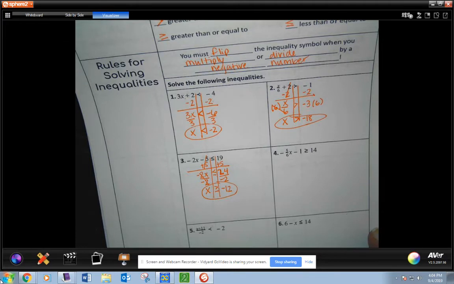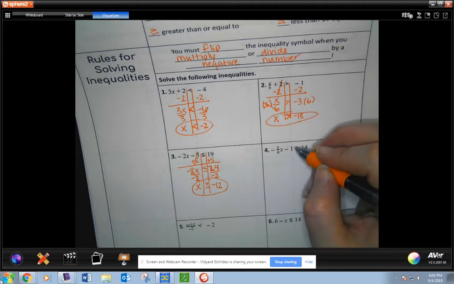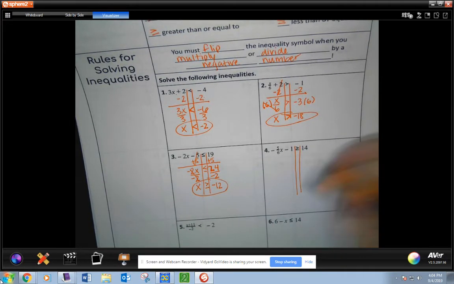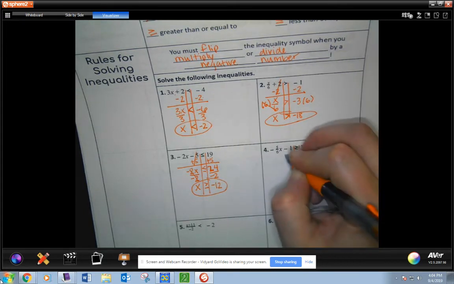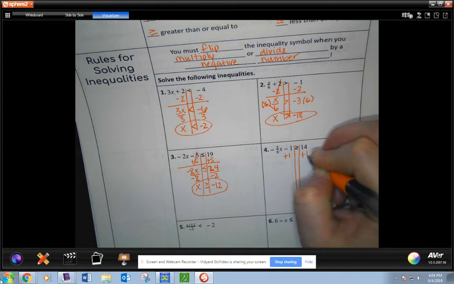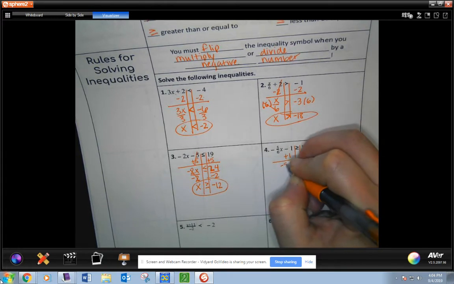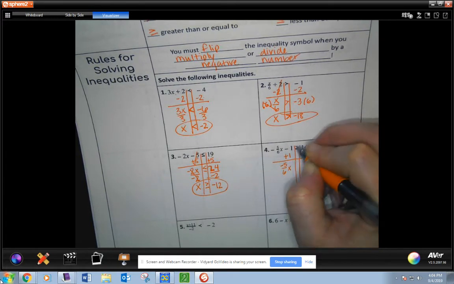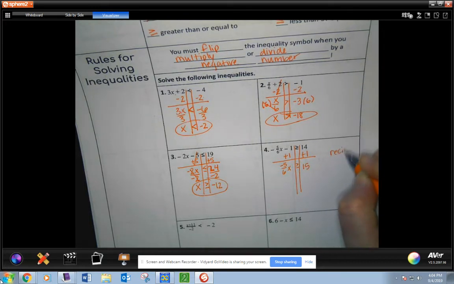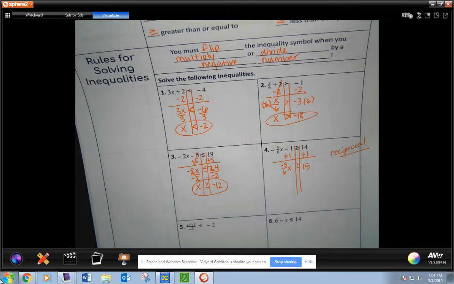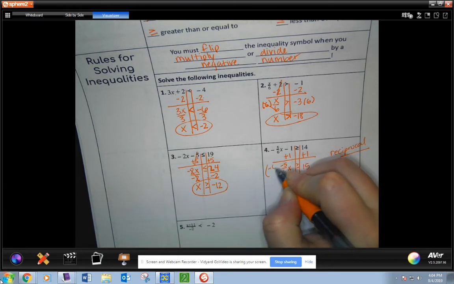Okay, for number 4, working on the side with x, I have negative 5/6x minus 1. The first thing we're going to get rid of is that minus 1 by adding 1. That gives me negative 5/6x. When you're adding, you do not change your sign, so that just gives me 15. To get rid of a fraction, remember, reciprocal. We talked about it yesterday on yesterday's notes. So I'm going to just multiply by negative 6/5.